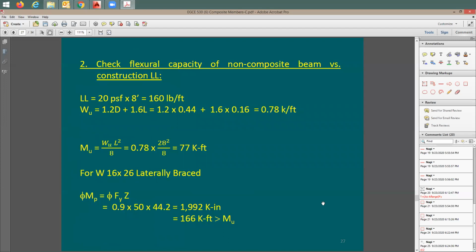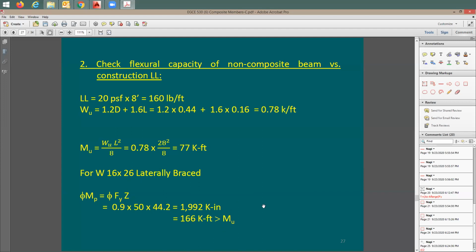So, okay. How about the non-composite during construction? I need to check that. Otherwise, my beam selection is not going to be good. I want to be sure that W16 by 26 has enough strength to support the construction load. Here is the live load. Here's the dead load. Ultimate is going to be this number here. Ultimate moment 77 k-ft. Now, do I have enough strength? Well, I'm going through this analysis.